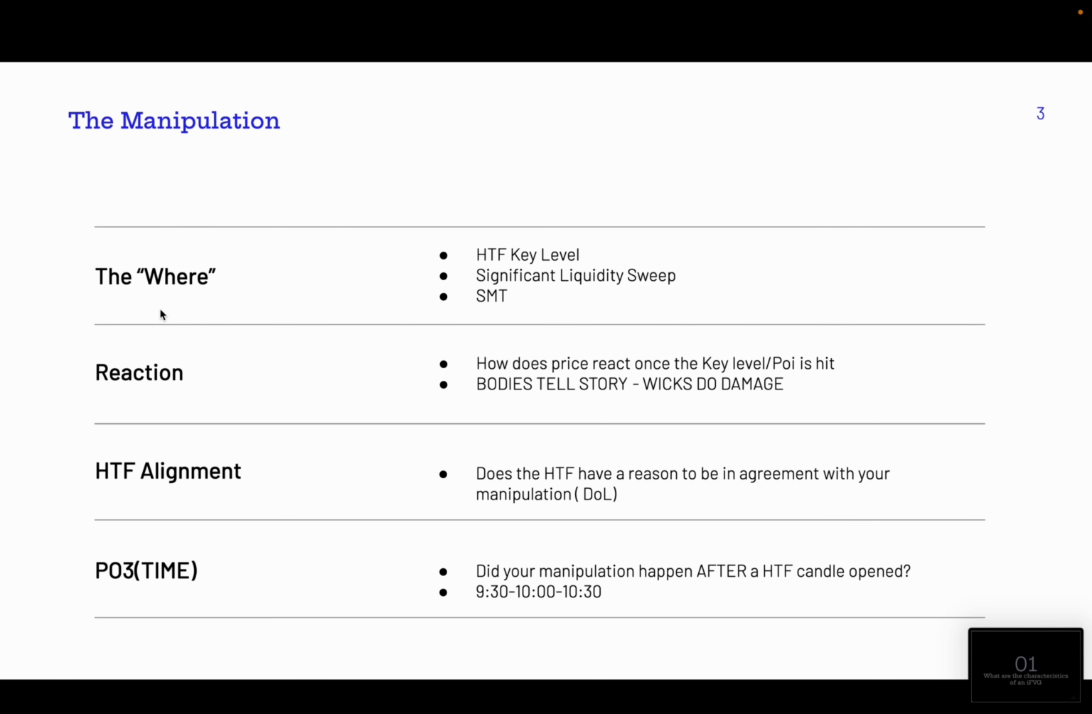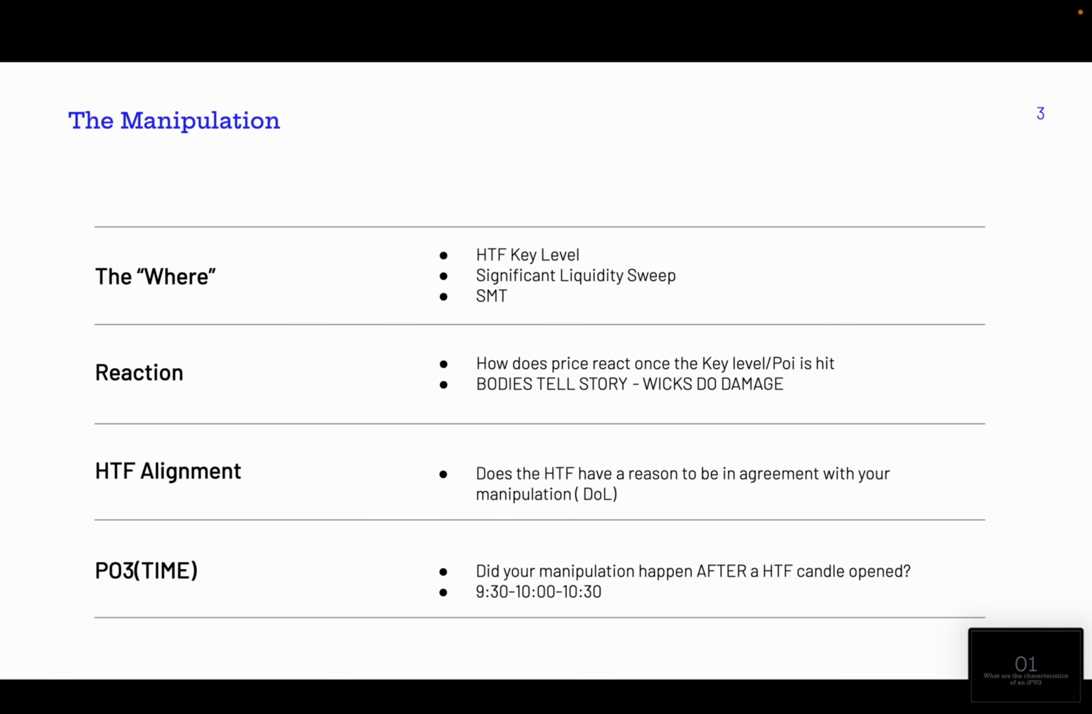Reaction. So how do we react to our where? How do we react to our high time frame fair value gaps? How do we react to sweeping that liquidity, right? Do we print wicks? This is what I'm looking for. Are we printing wicks inside of this key level that I'm looking at? Are the bodies respecting my fair value gap? Are we respecting the CE of the fair value gap? Just look for how price is reacting to your point of interest.